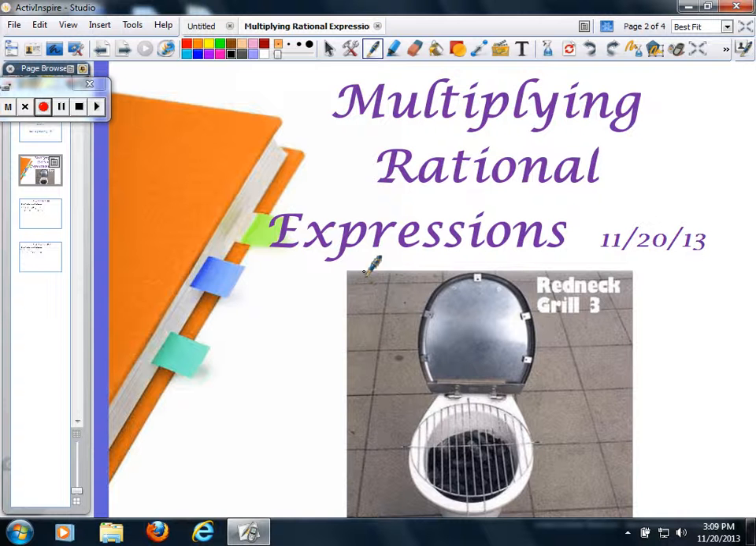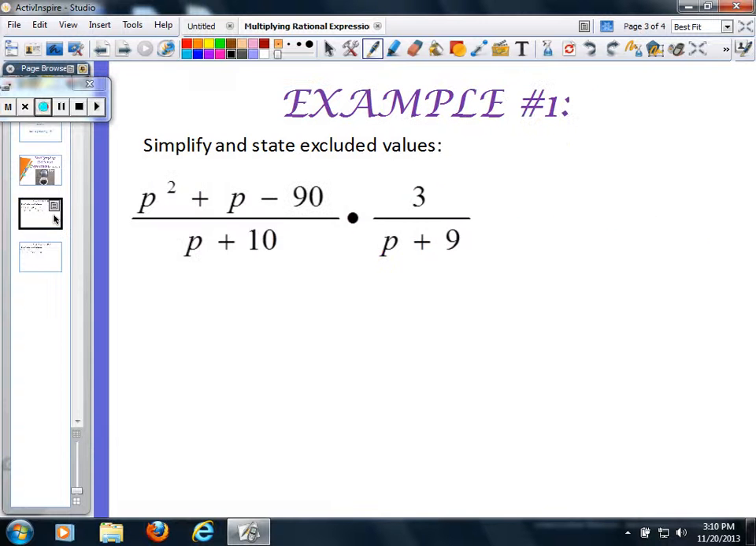So tonight we're going to be doing multiplying rational expressions. Same idea as what we did this afternoon, but instead of adding and subtracting, we're actually just going to be doing multiplication. So we're going to have to use a key component of fraction work, and that is multiplying fractions.